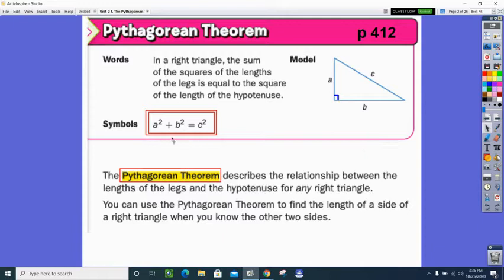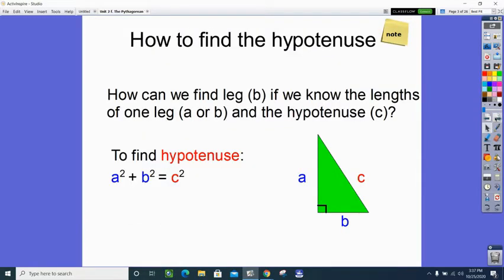And what you can do with this is use it to find the missing length of one of the three sides. We're going to start by trying to find the hypotenuse in a right triangle. So I've drawn one here. You can see the two legs. Those are the two sides that make up the right angle. A and B are the letters that we usually use to describe them. They are the legs. Now, the third side, which is opposite the right angle, doesn't touch that angle. It doesn't make up one of the sides of the right angle.